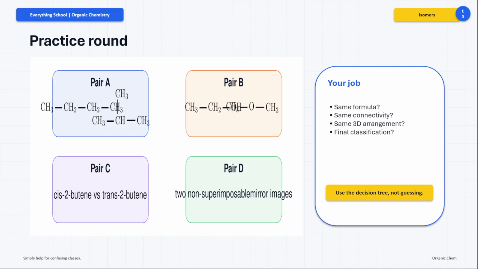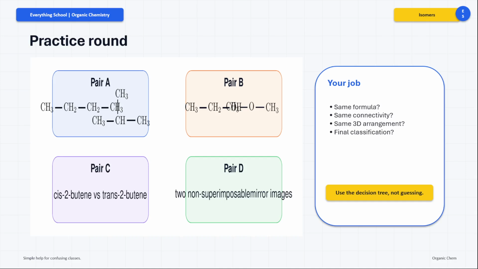Slide 24. Practice round. Question 1. Butane and isobutane both have C4H10. Are they constitutional isomers or stereoisomers? They are constitutional isomers because the carbon skeleton is connected differently. Question 2. Cis-2-butene and trans-2-butene have the same formula and same connectivity. Are they constitutional isomers or stereoisomers? They are stereoisomers because the three-dimensional arrangement around the double bond is different.